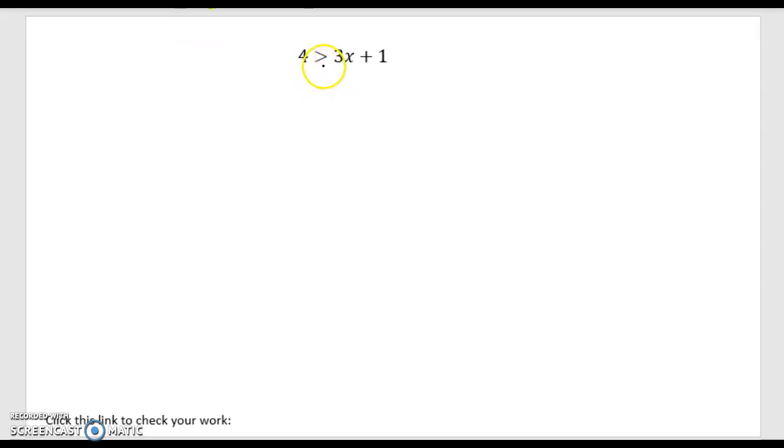For this problem, we're going to solve it just as if it were an equal sign. We need to solve for the x, so we need to move the 1 over by subtracting. When I subtract a 1, that does not cause me to reverse my inequality sign, so it's going to stay the same. 4 minus 1 gives me 3 is greater than 3x.